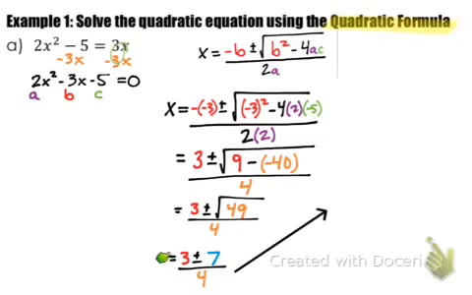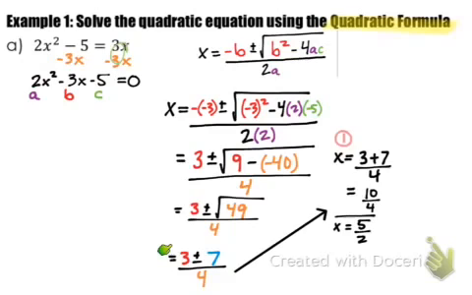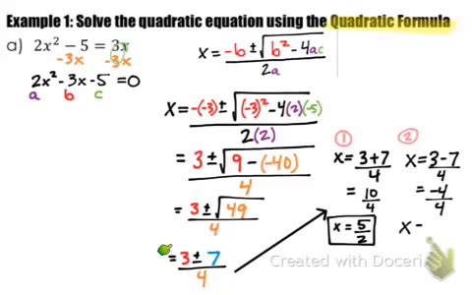Then our two solutions: we have x equals 3 plus 7 divided by 4, which ends up being 10 divided by 4, which reduces down to 5 halves. That's one solution, or root. And then our second solution would be 3 minus 7 divided by 4, which ends up being negative 4 divided by 4, so our second solution is x equals negative 1.